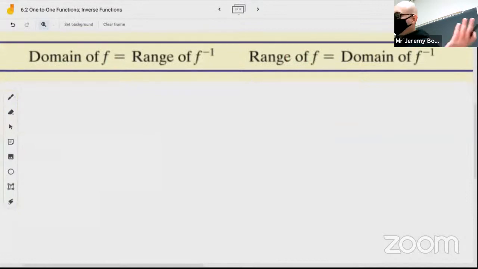So the domain of f equals the range of f inverse, and the range of f is equal to the domain of f inverse. Now, it doesn't seem like that amazing, but think about when we were talking about functions before. We have a process to find the domain of f, right? We were doing that the other day when we were talking about composite functions, finding their domains. But do we have a method to find the range of f?